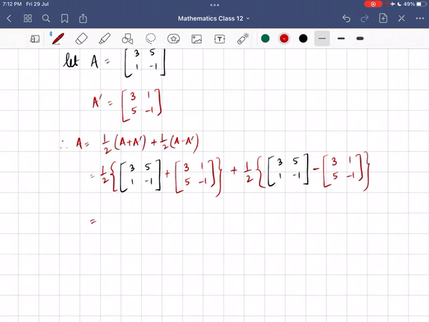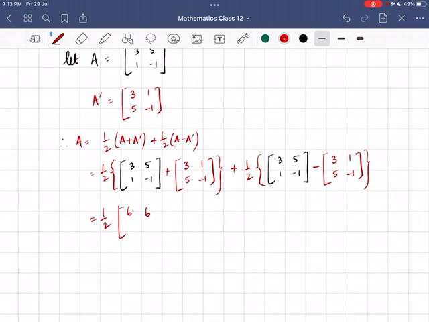Let's add them up and see what we get. 3 plus 3 is 6. Then 5 plus 1 is also 6. Then 1 plus 5 is 6, and minus 1 plus minus 1 is minus 2. And on this side, plus half of, we get 3 minus 3, that is 0. 5 minus 1 is 4. 1 minus 5 is minus 4. And minus 1 plus 1 is 0. So this is how you leave the answer.